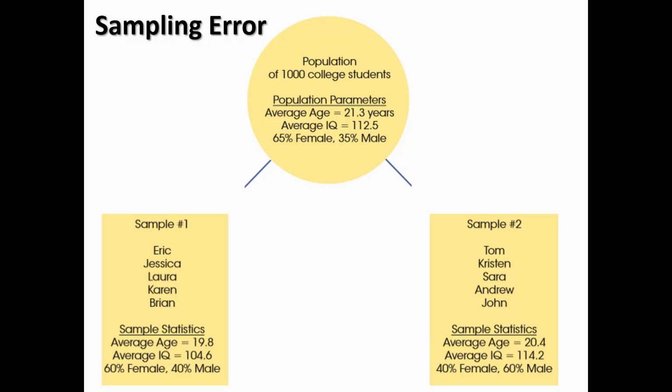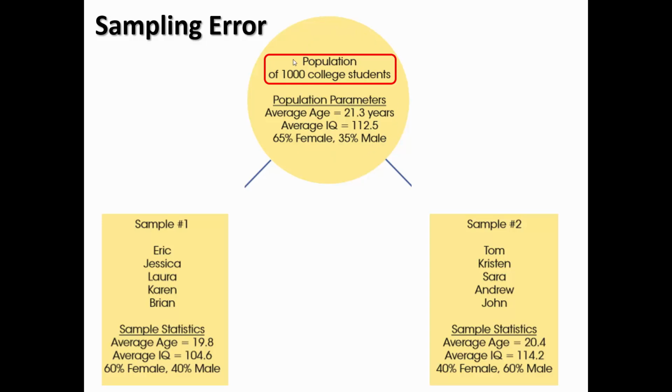In this graphic, we see an illustration of that sampling error. So imagine we wish to collect data for research purposes from a population of 1,000 college students. If we happen to know some of the descriptions for summarized data for that 1,000, here we see that the average age for this population is 21.3 years. The IQ measure here was taken at 112.5, and the population consisted of 65% females and 35% males.